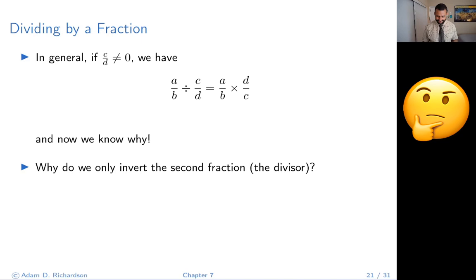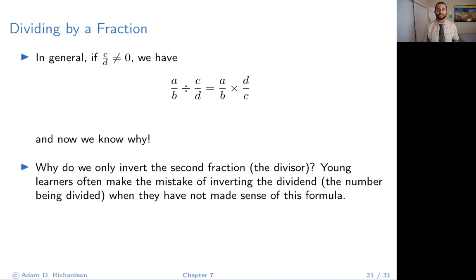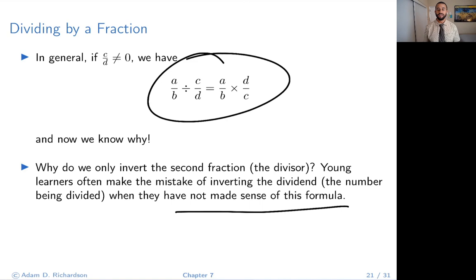So here's a question. Why do we only invert the second fraction, the divisor? Think about it. Oh, I still got the little thinker there. Good. Keep thinking about it. So young learners often make the mistake of inverting the dividend, which is the first thing, the number being divided, when they've not made sense of the formula. So in other words, if you just teach students this formula, they'll mess it up because if there's no meaning or context behind it, then it's just totally foreign to them.